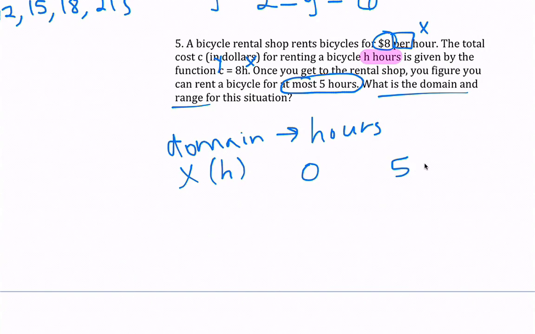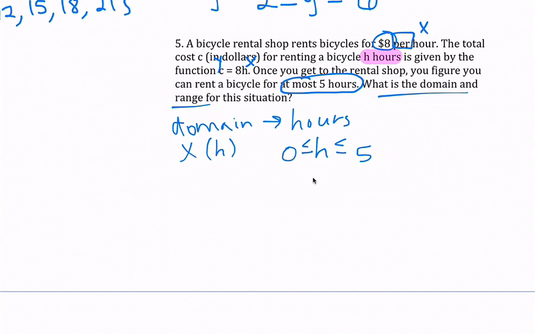I know it's domain, so I'm going to put H in the middle because H is representing our X. And we're going to put 2 less than symbols. Okay, now we have to decide, do we put the or equal? Well, exactly 0 hours is possible and exactly 5 hours is possible. So I put the or equals. All right, now let's talk about range. We know range is Y, and we said that they use C instead of Y. So it tells me that C is going to stand for the total cost.